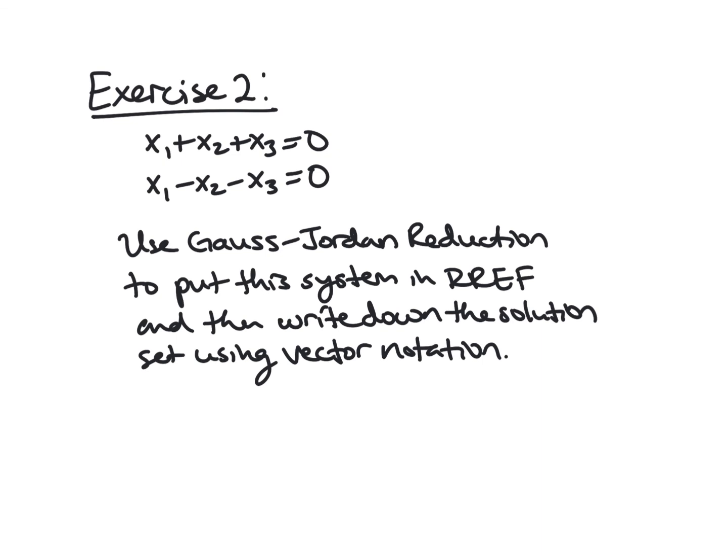And for your second exercise, I want you to take this system and use Gauss-Jordan reduction to put it in reduced row echelon form, and then use that to write down your solution set using column vector notation.